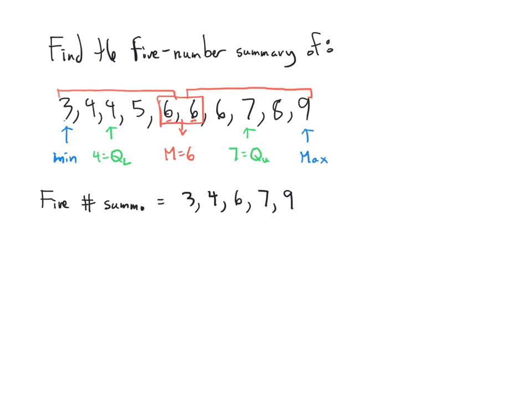In the next video, we'll talk about how to use this and how to graph these in something called a box plot. And then we'll talk about outliers and how this measure of variation called the interquartile range can help us determine when values are unusual.